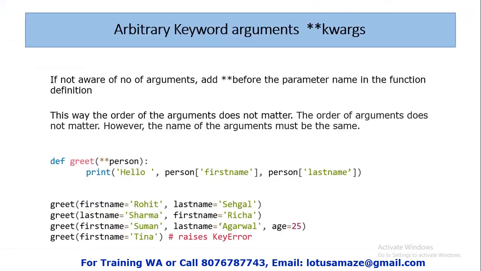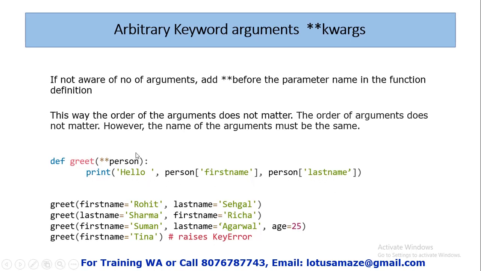So next, coming to arbitrary keyword arguments. What are arbitrary keyword arguments? If we are not aware of the number of arguments, in that case use star star, star star person, right? In this case order is not important, order of arguments does not matter, but the name of the argument must be the same. So for example, def greet star star person, here I am printing hello person first name last name.